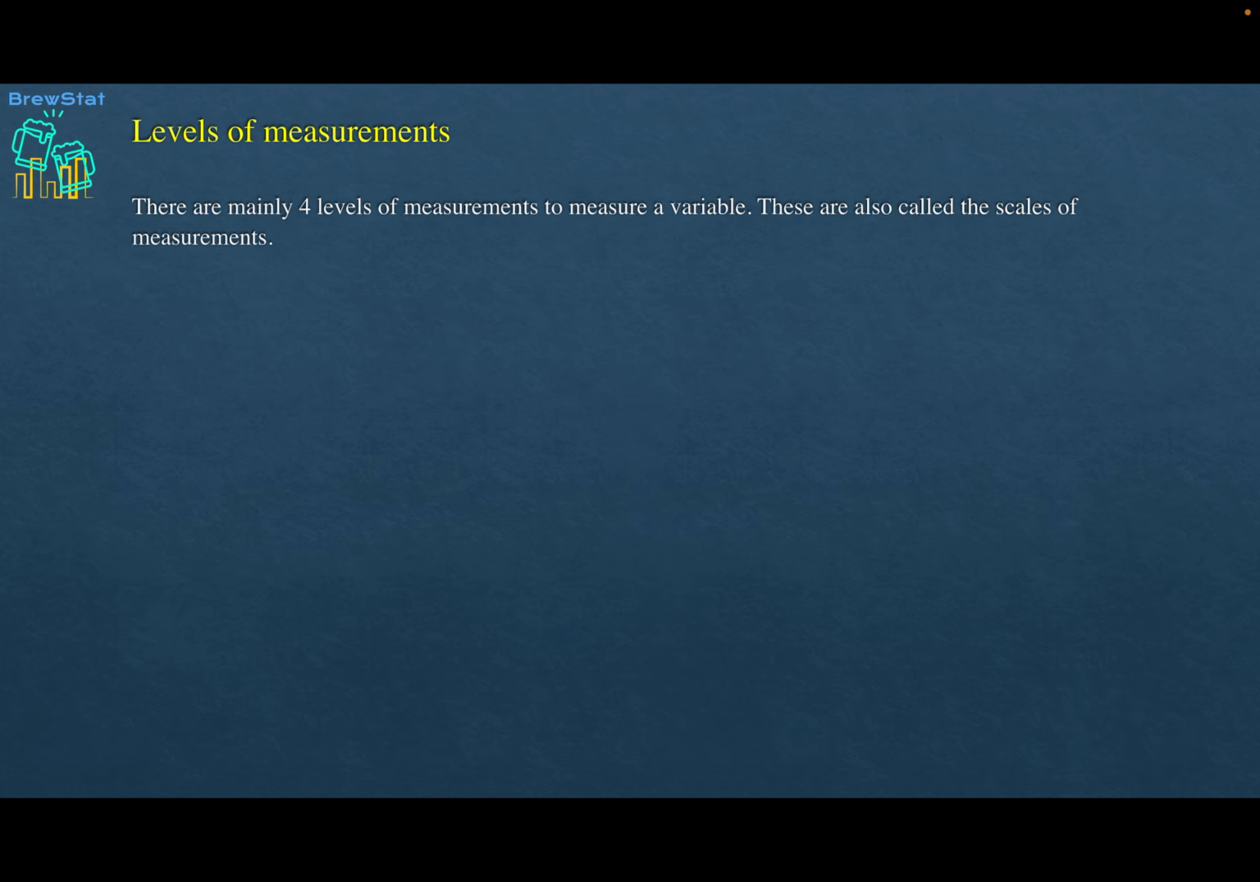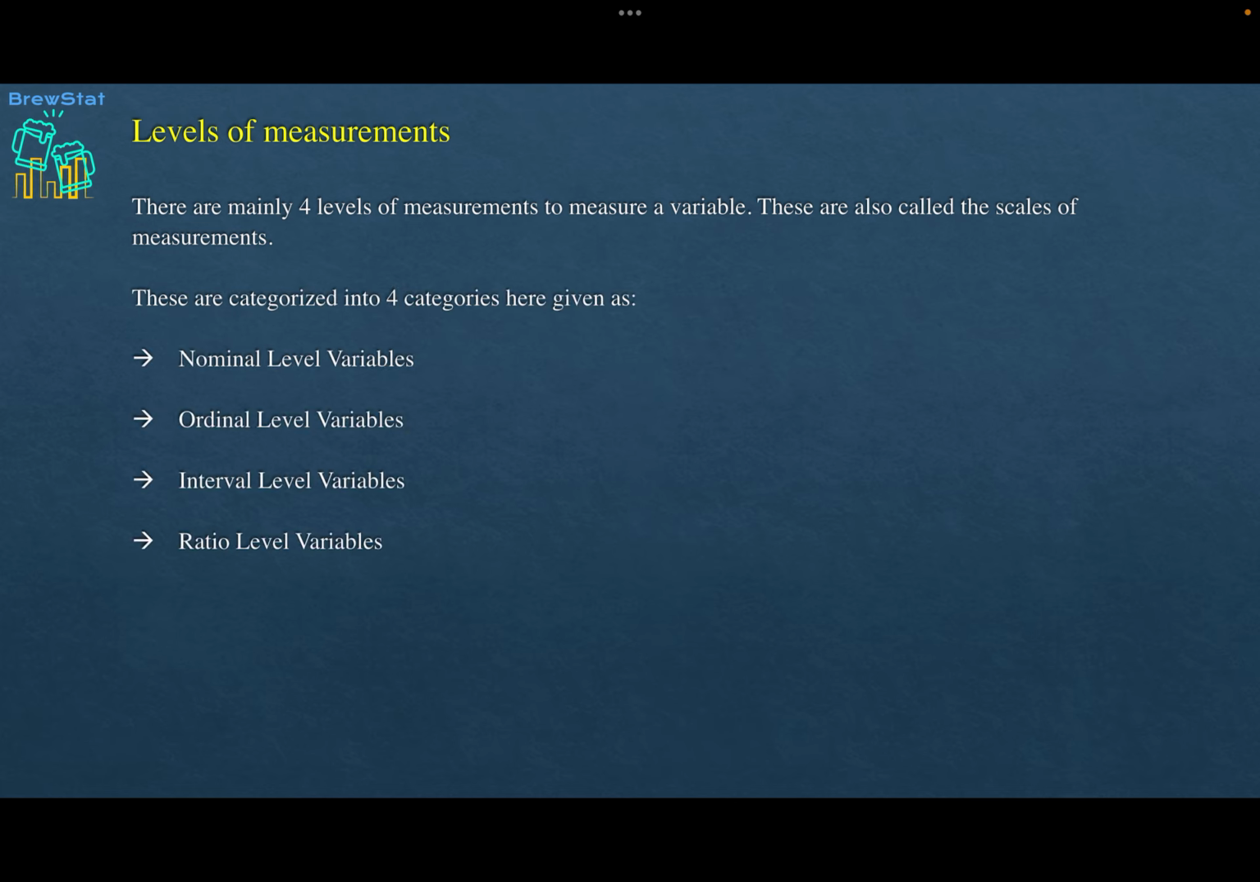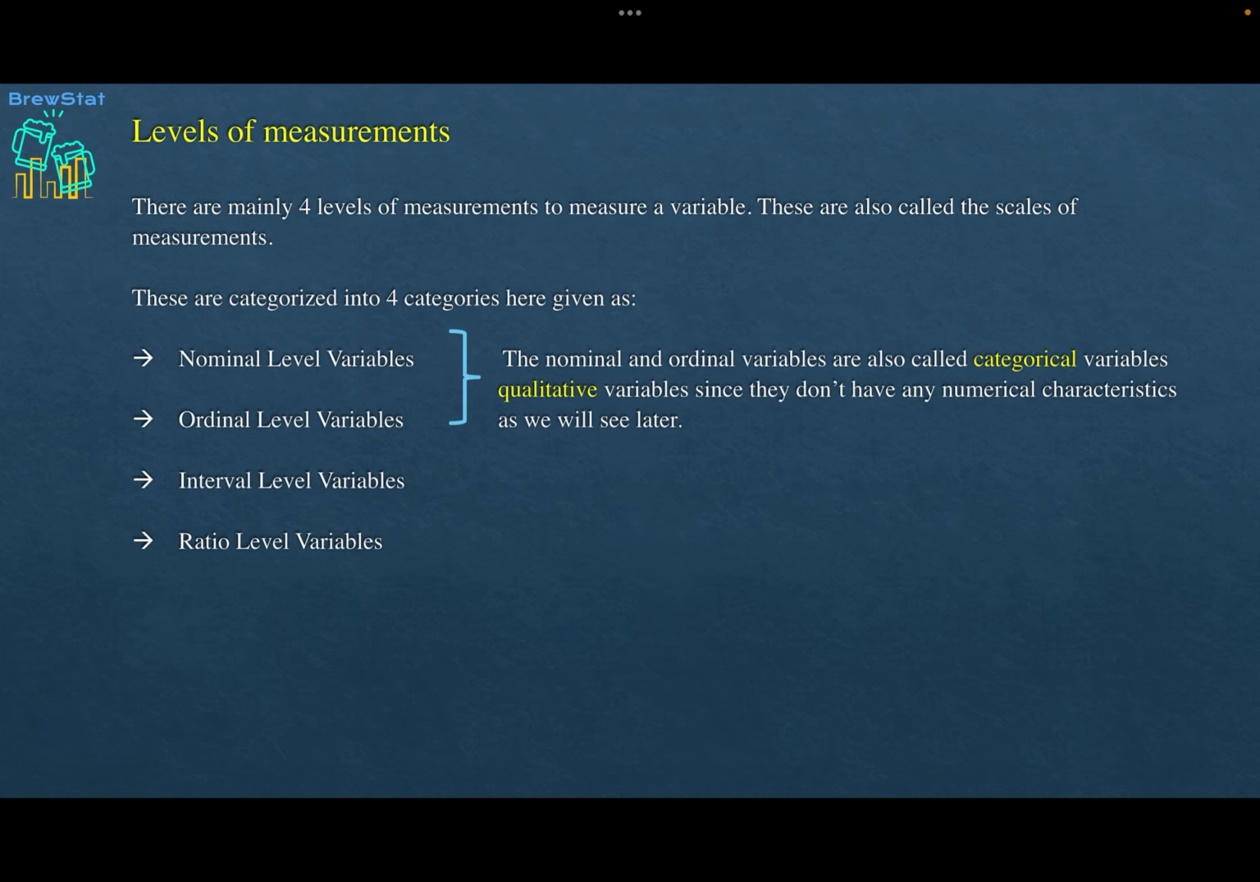So there are four levels of measurements. These are also called the scales of measurement, and they can be categorized as nominal, ordinal, interval, and ratio level variables. Now, the nominal and ordinal variables are also called categorical variables or qualitative variables since they don't have any numerical characteristics with them. So we'll see them.